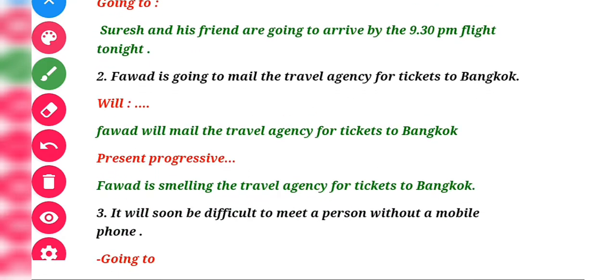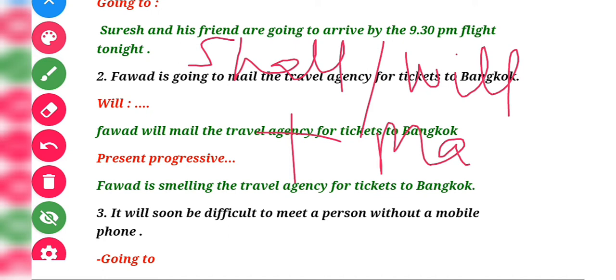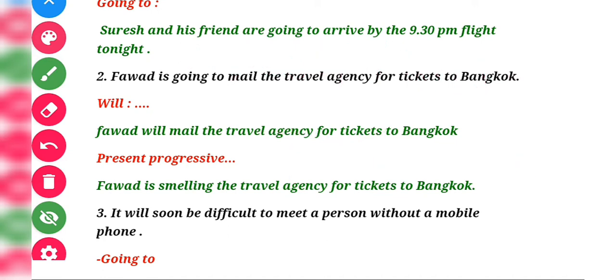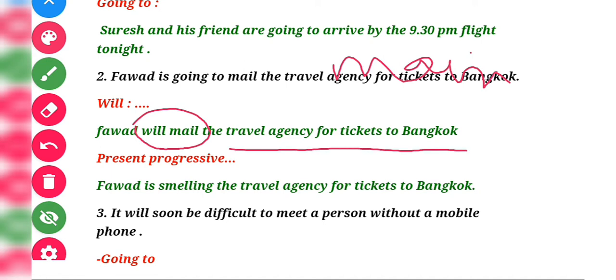Okay, now number two is Fawad is going to mail the travel agency for the tickets to Bangkok. First of all, in this sentence you have to use will. It's very simple. You know that where we have to use simple future, you have to simply use shall or will plus the main verb. Okay, shall and will plus the main verb. So here Fawad will is already given in your book, so simply you will write Fawad will mail. Okay, see, mail is the base form, the main verb. So simply we use the base form of the verb with Fawad. So Fawad will mail the travel agency for the tickets to Bangkok.